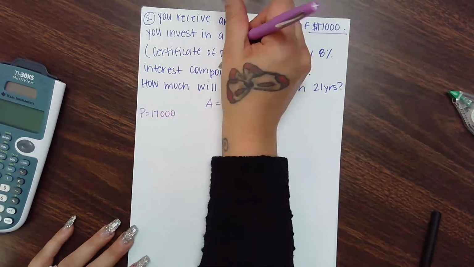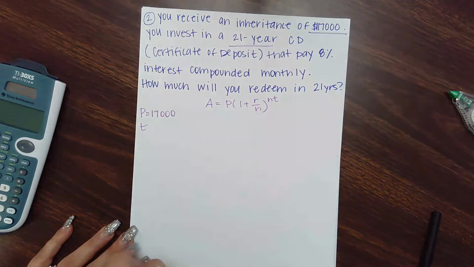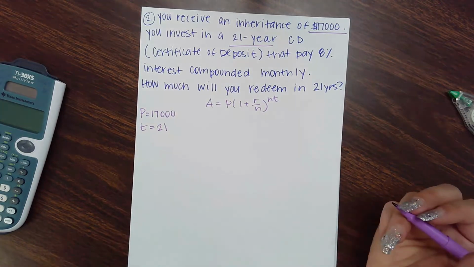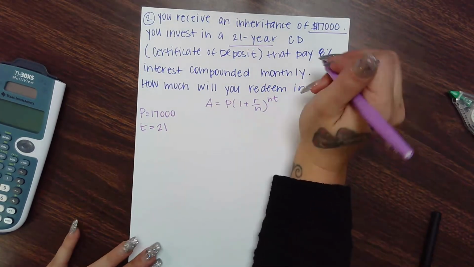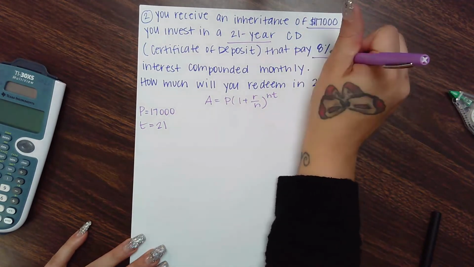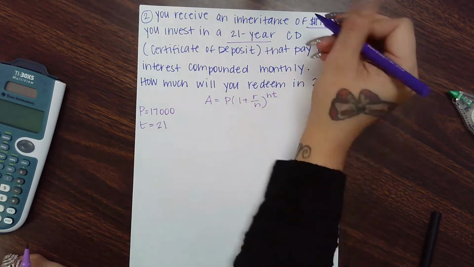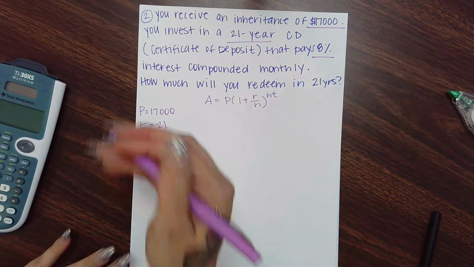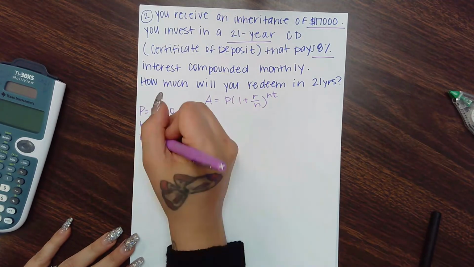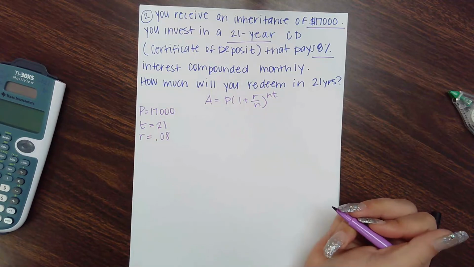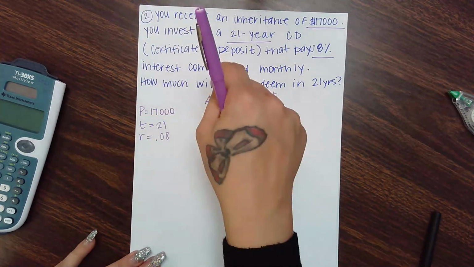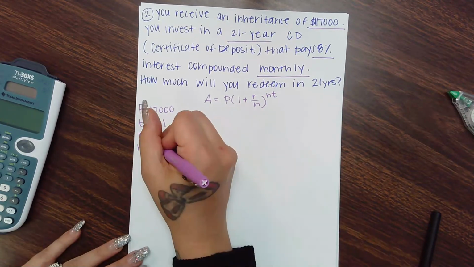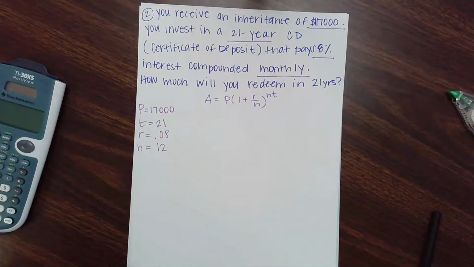Okay, the fact that it says 21 years tells me that I have my time. It is in years, so I just write 21. They say that this CD pays 8%. Okay, if I see that percent symbol, I know it's my rate. When I convert this to a decimal, it's 0.08. And then interest is compounded monthly. My N is the number of compounds. This says monthly, so my N is 12.